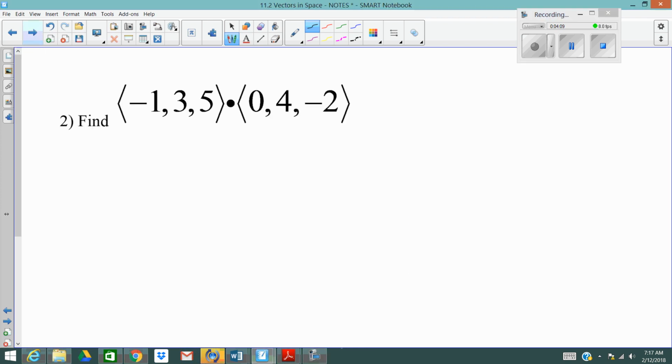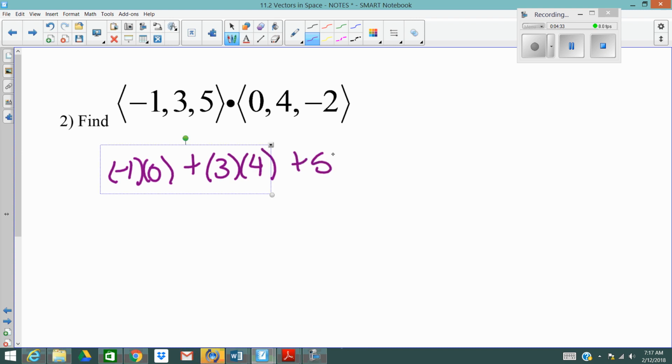All right, example 2. Find the dot product of the two vectors. The dot product works exactly the same in the three-dimensional plane as it does in two-dimensional. We're going to take our first component times our first component plus second component times our second component plus third component times our third component. And again, if you need to pause for a second to write the problem down, please do.